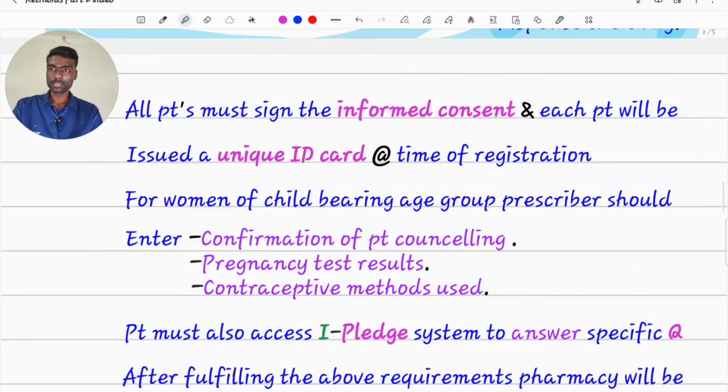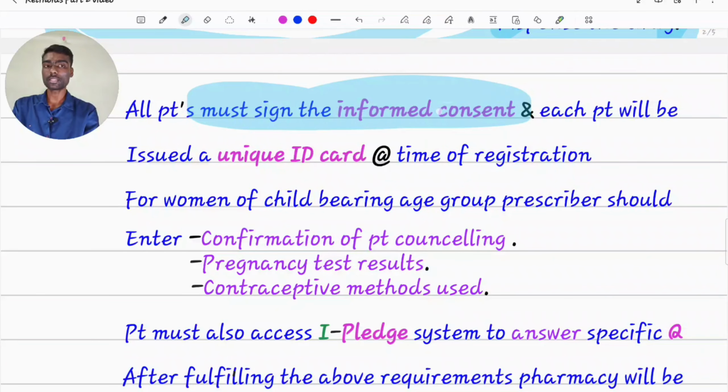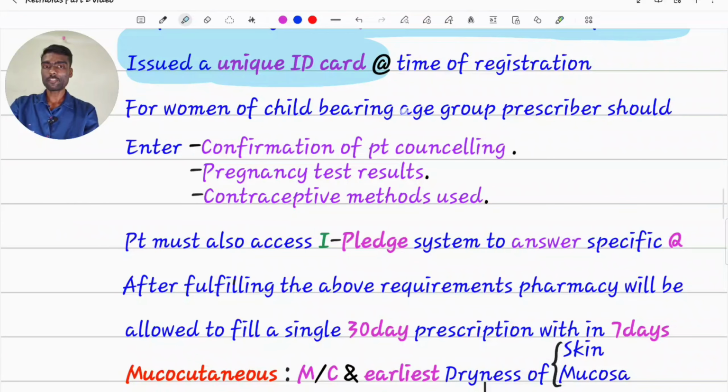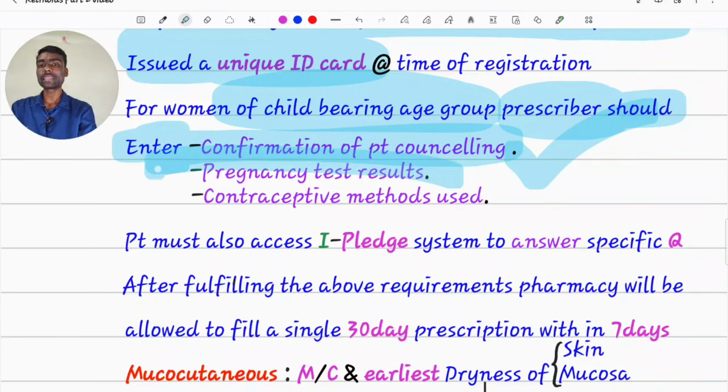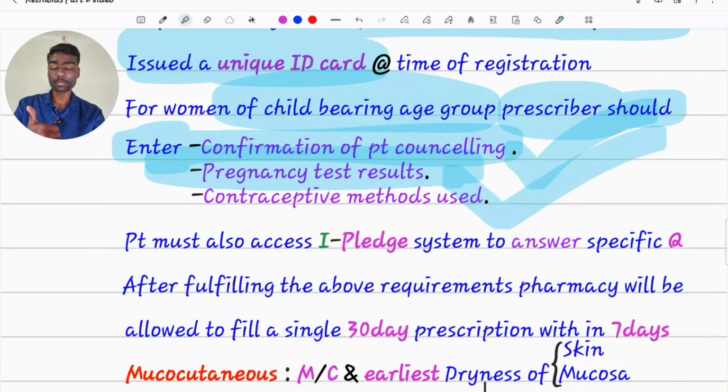All patients must sign the informed consent, and at the time of registration itself, each patient will be issued a unique ID card. For women of childbearing age who are at risk, prescribers should enter confirmation of patient counseling, that they have given adequate counseling, pregnancy test results, that they have done baseline pregnancy tests and checked she is not pregnant, and advised about contraceptive usage.